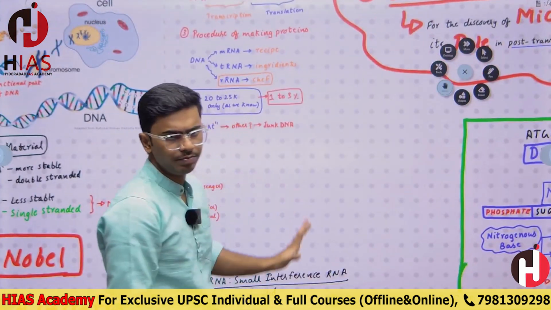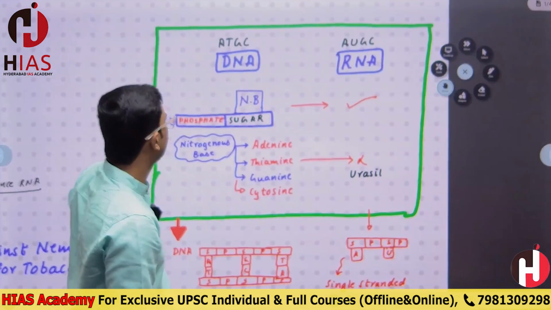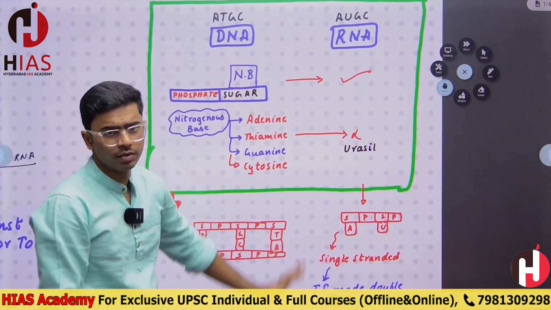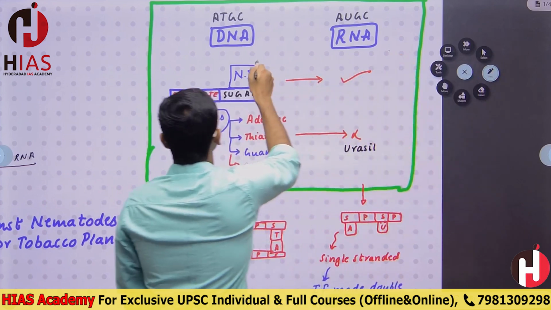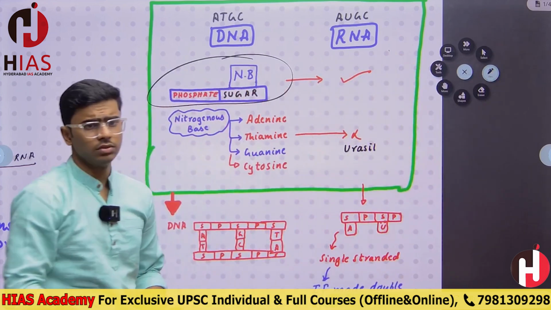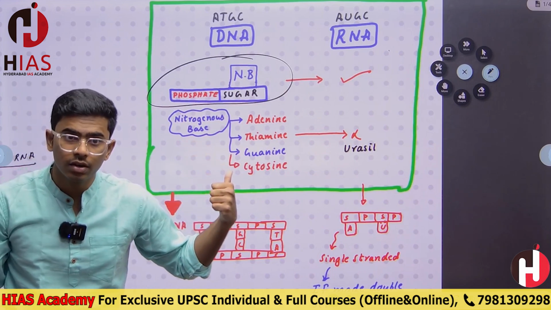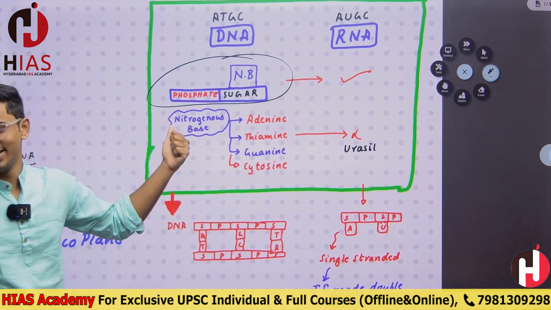Now we are looking at genes. See, this is ATGC, DNA, this is phosphate, sugar, nitrogenous base, right? And this particular setup, this part, is called, no, it's called a nucleotide.